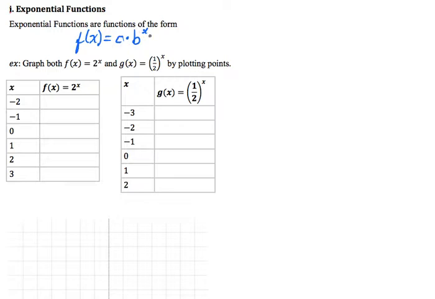And the x is the independent variable, which is the exponent on the b, and then sometimes you have a coefficient out front, which I'm going to call c. So we're going to start with two simple examples, just 2 to the x and a half to the x, which we're going to graph by plotting points. Plugging in, for example, 2 to the minus 2, that means 1 over 2 squared, or 1/4. We'll plot all these in just a moment.